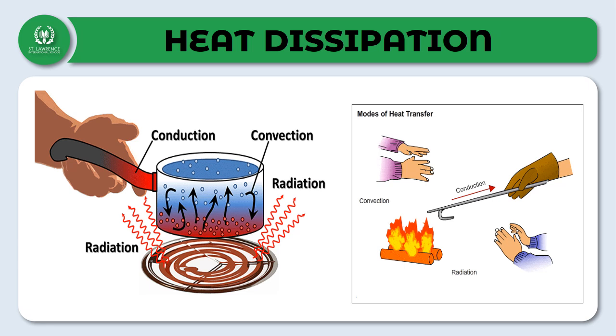Now coming to the last one, that is radiation. Solar panels capture solar energy through radiation from the sun to generate electricity. We have infrared heaters. These devices use radiation to directly heat objects or people rather than the air around them. Microwave ovens: the microwaves transfer heat to food using electromagnetic radiation to cook it quickly. So these are some of the uses of this type of heat transfer.